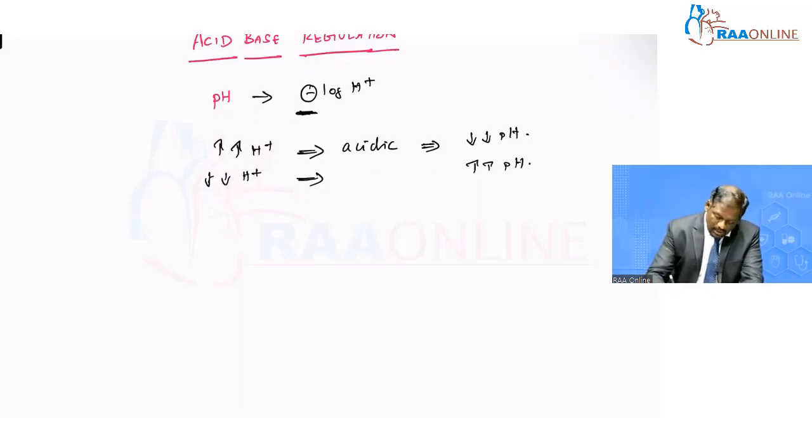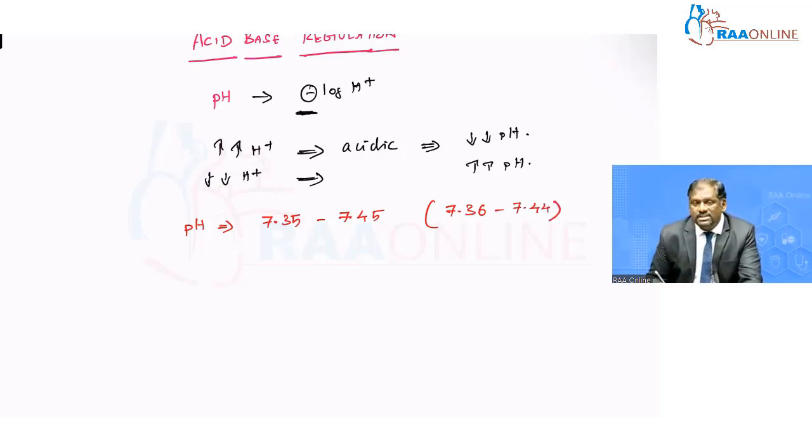So what is the normal pH in your body? The pH ranges from 7.35 to 7.45. To be precise, you can write it as 7.36 to 7.44. This will be your normal pH in your body. You should be wondering how such a very narrow pH range is getting maintained in your body.